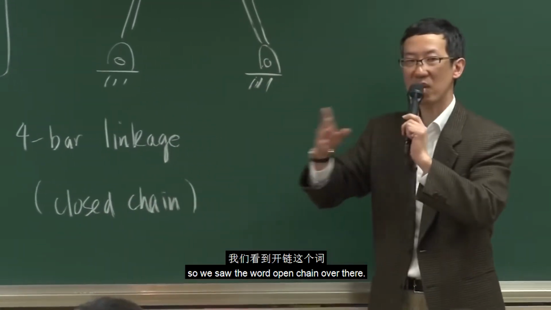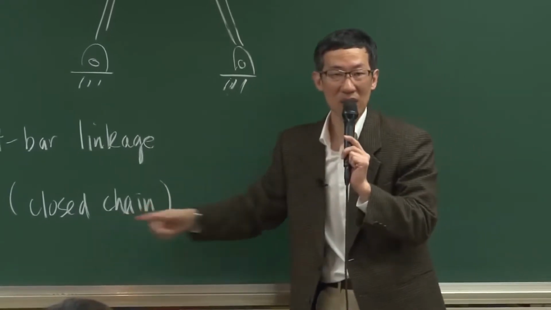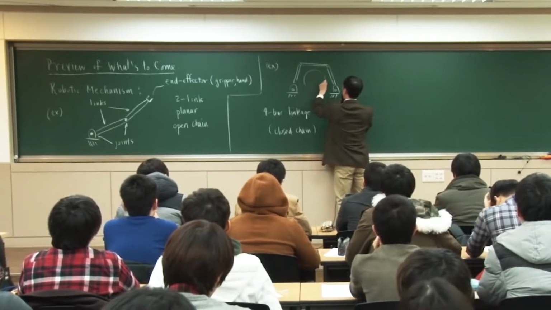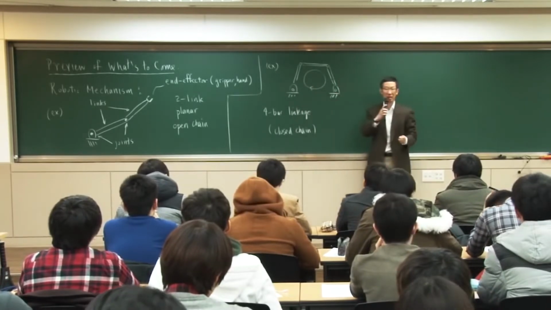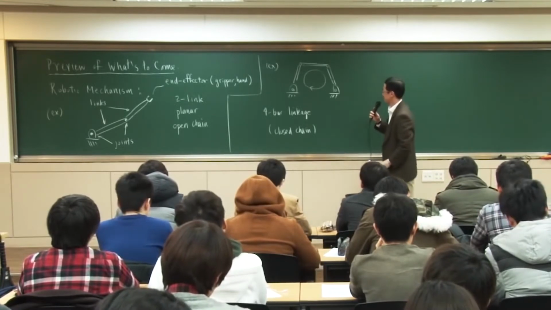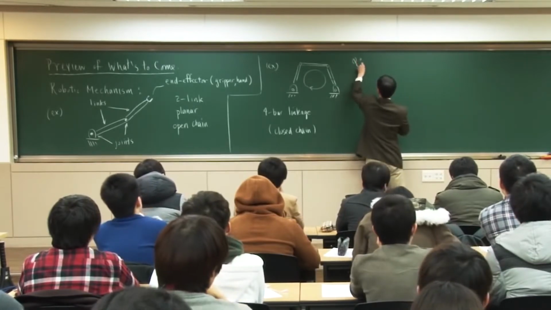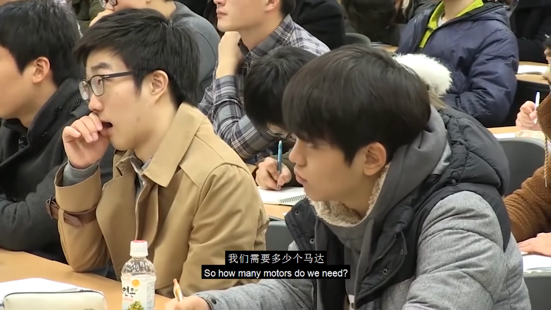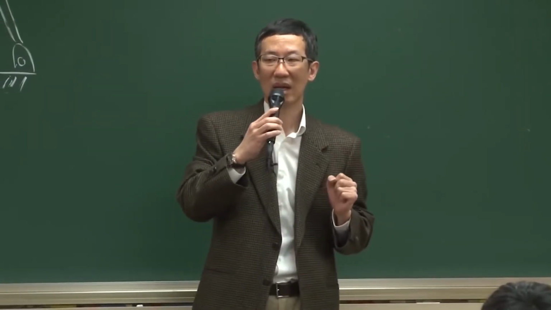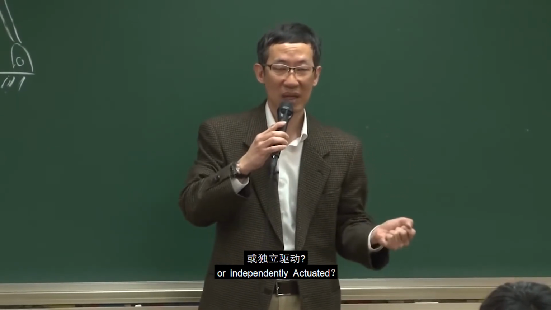Okay, so we saw the word open chain over there. Okay, so now the question is, why is it called closed? Well, it's closed because we can draw a loop. Okay? So there's a loop inside this mechanism, so it's a closed chain. Okay? All right, so let me ask you a question. So how many motors do we need? Okay? Let me ask the question another way. How many of the joints can be independently driven or independently actuated?